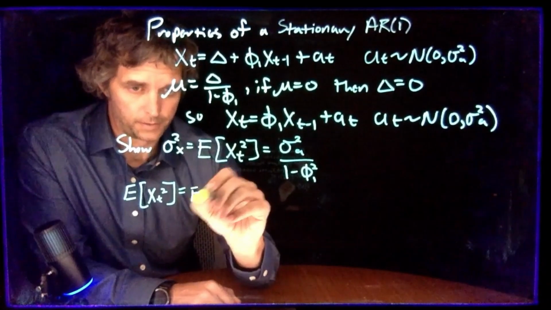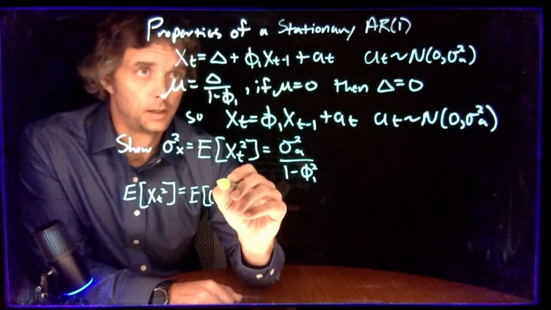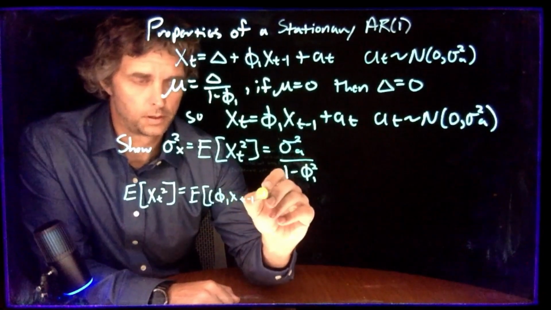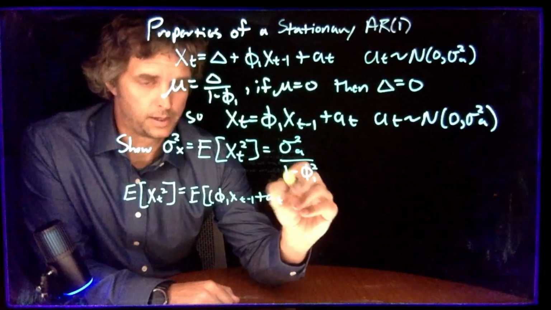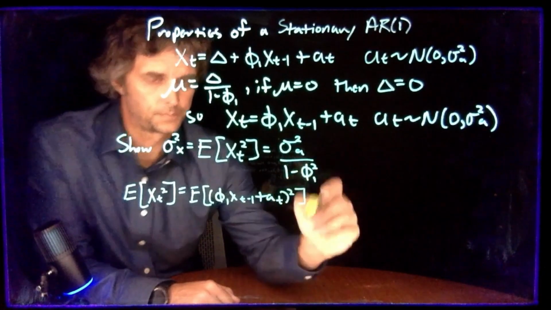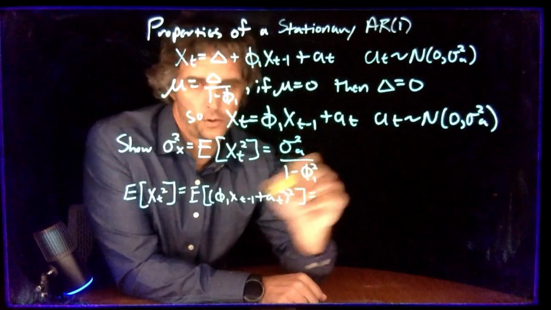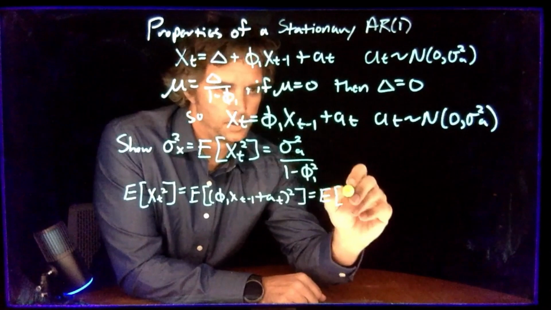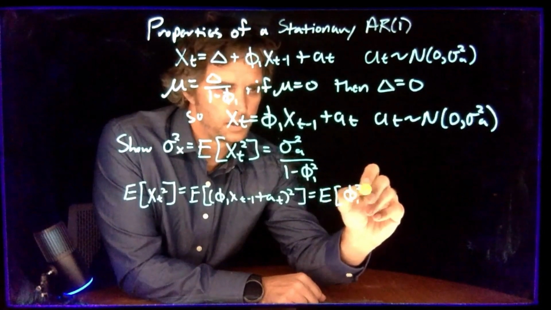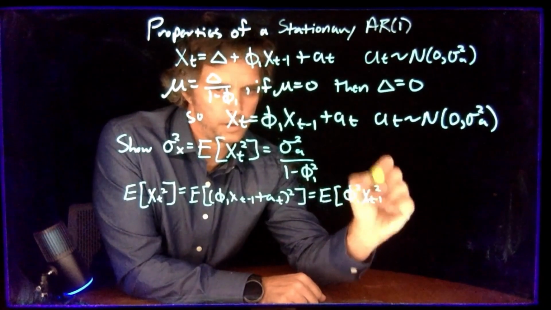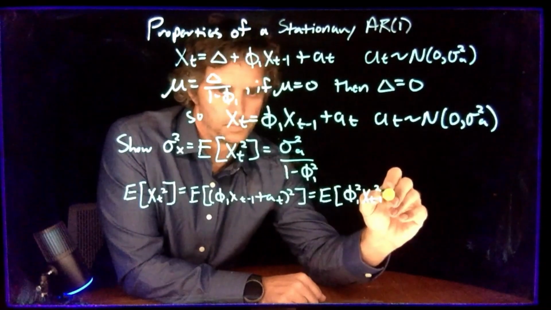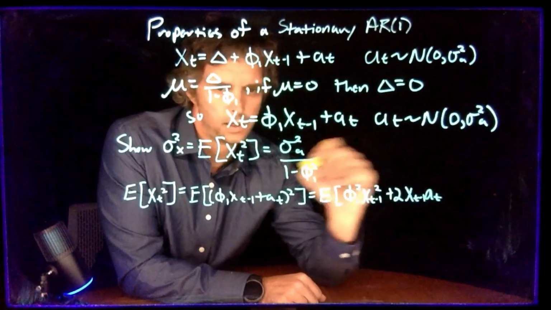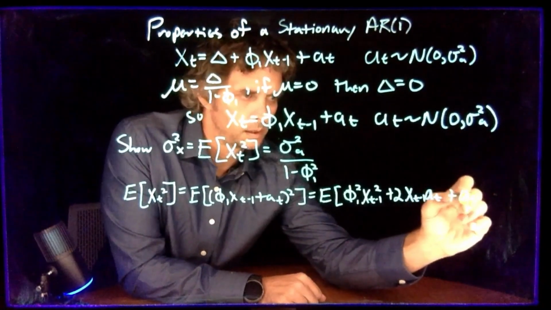equals the expected value, by substitution, of phi1 xt minus 1 plus at, and that whole thing squared. And then we'll FOIL that out, so that'll be the expected value of phi1 squared xt minus 1 squared, right? And it'll be plus 2 phi1 xt minus 1 at plus at squared.